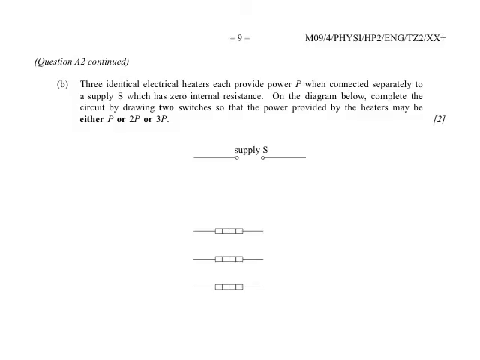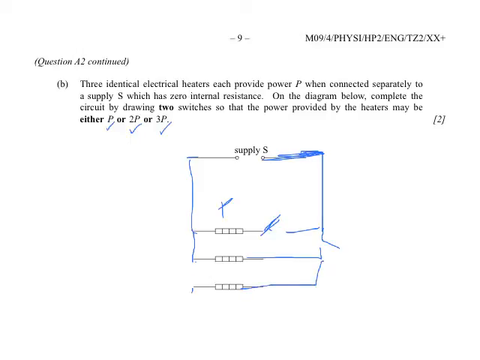Okay, so this one's not worth thinking about too much. You have 3 resistors, which you need to wire up so that you can have either P, 2P or 3P. If you put a switch here, then this one will give you the option of having 1 resistor dissipating power P, and then if you put this circuit like this, then you have all 3 options.